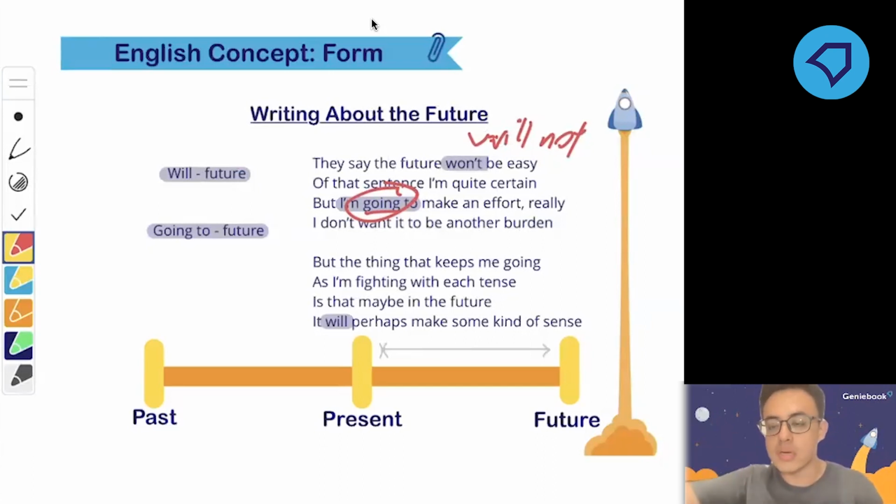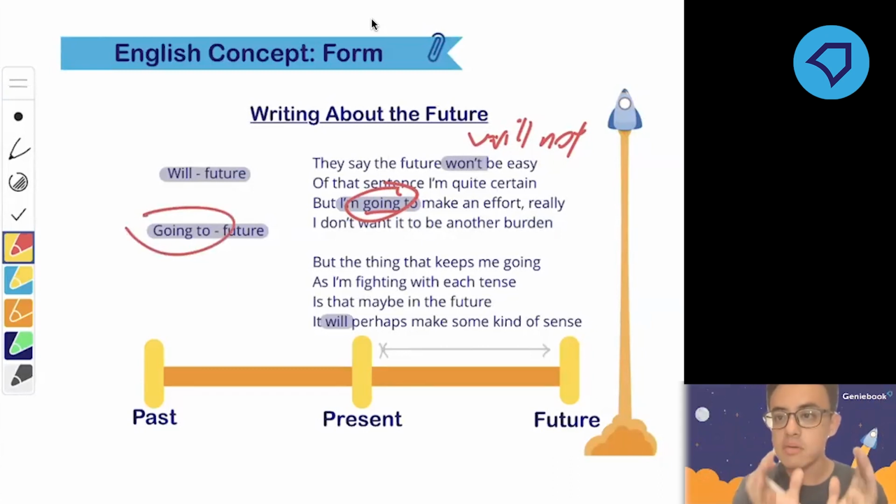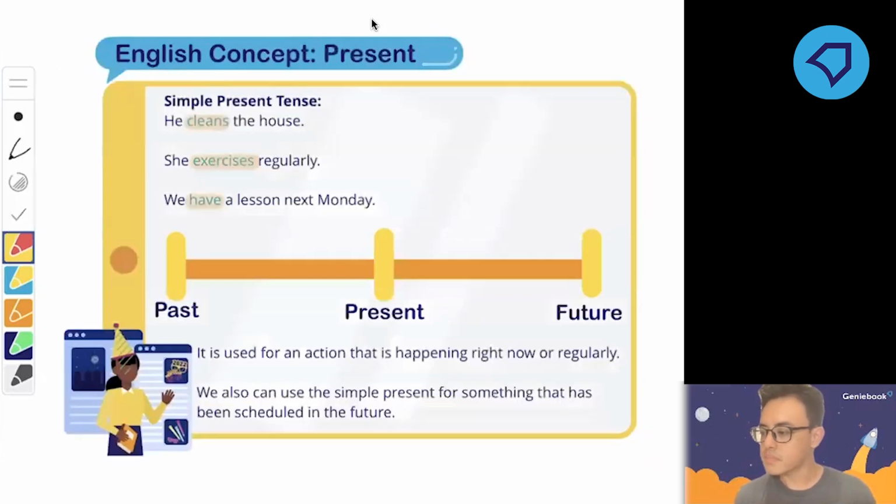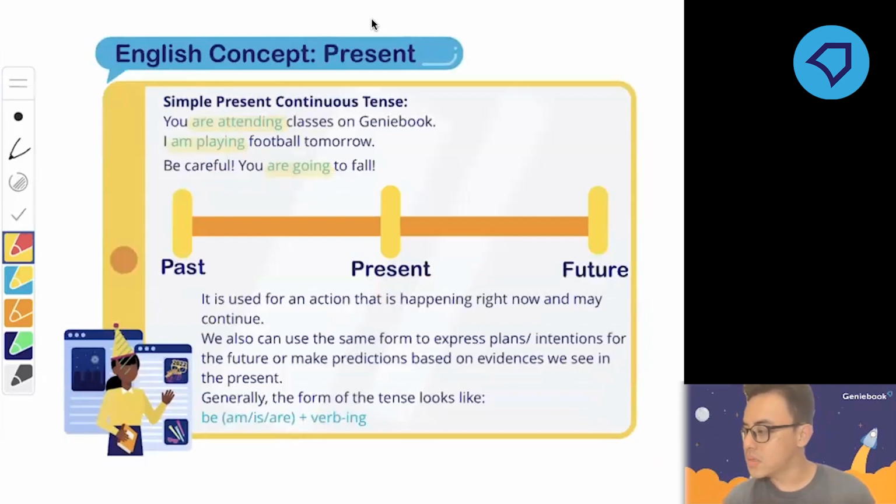Oh, he is going to the market now. It can be continuous. But in this case here, going to make an effort is not something he's doing right now. Okay, it's something that will happen in the future. So going to is a special word. When you see the word going to, it's not continuous tense. Listen carefully. It's future tense. Okay, and it will perhaps make some kind of sense. So I'm going to skip this one. We have done this before.